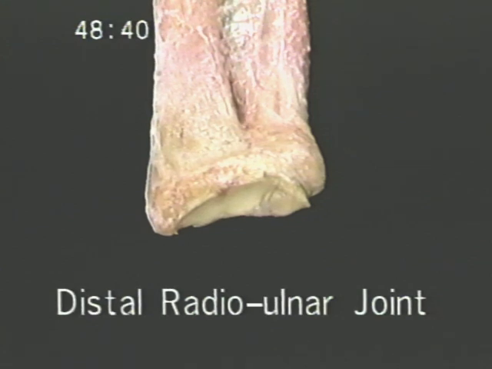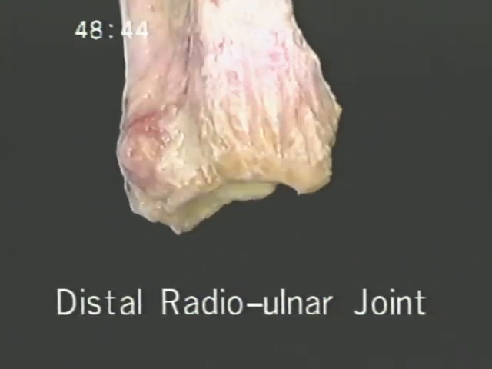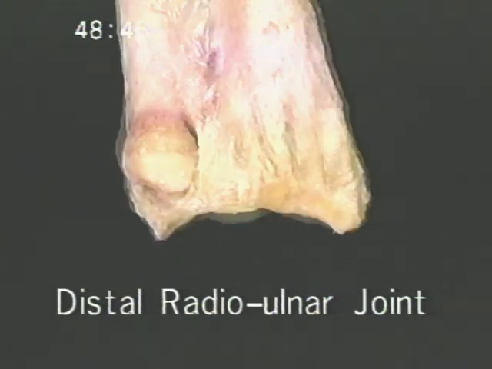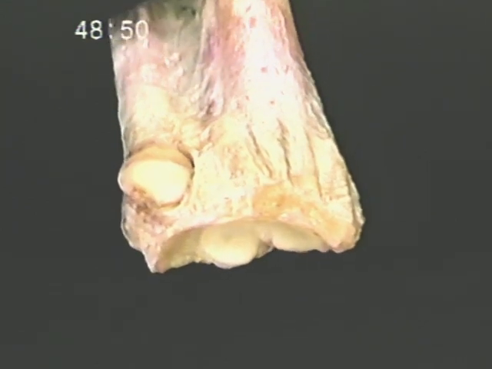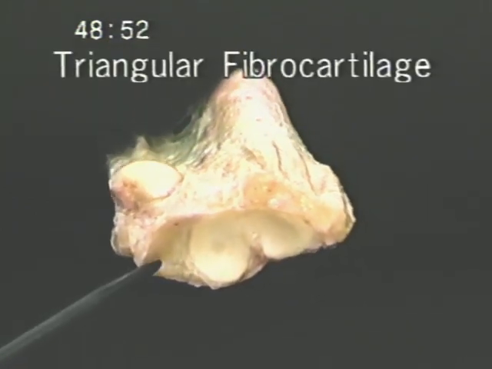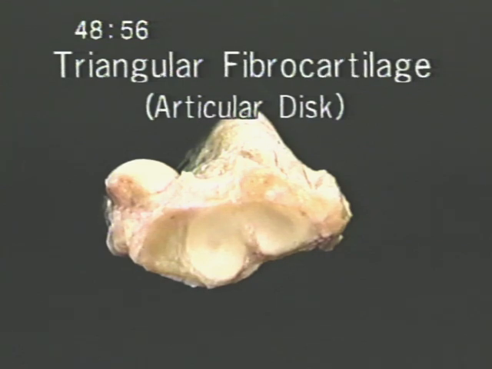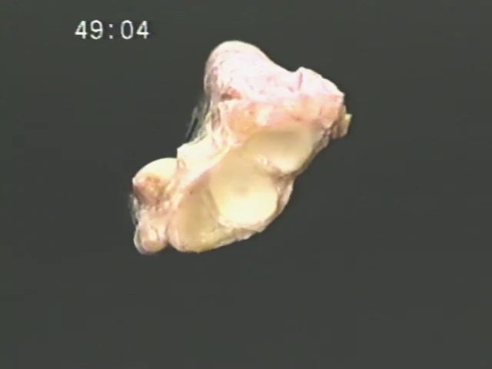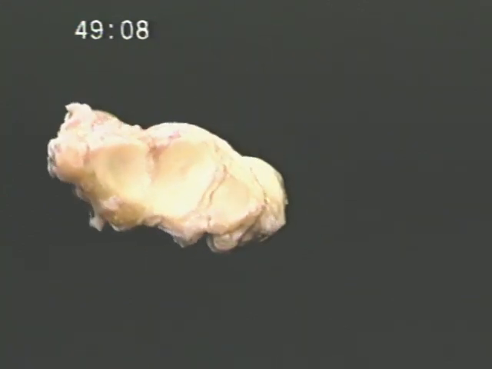Here's the distal radio-ulnar joint with its capsule intact and with its capsule removed. Here's the structure that holds it together, the triangular fibrocartilage. It's also known as the articular disc. It's attached to the radius here and to the ulnar styloid here. As the distal end of the radius rides around the head of the ulna, the ulnar styloid provides the pivot point.